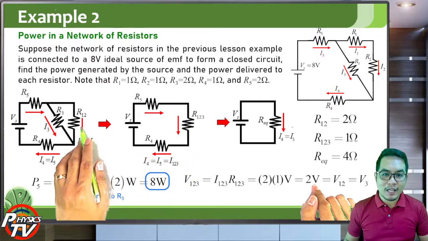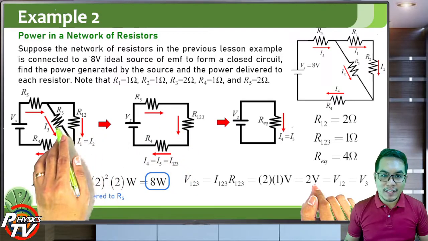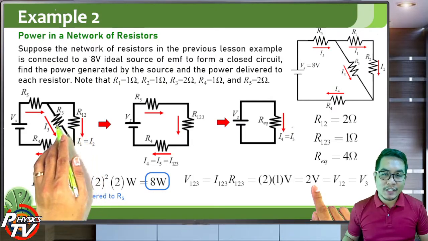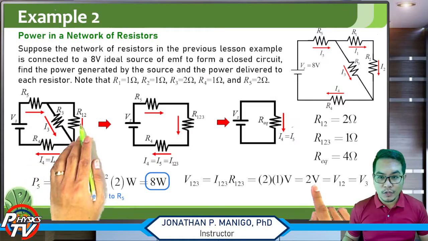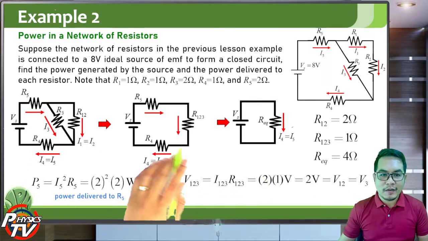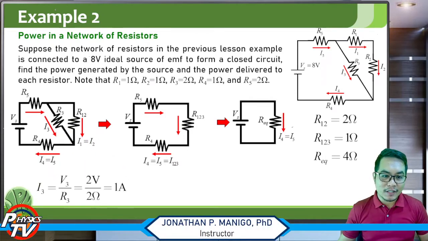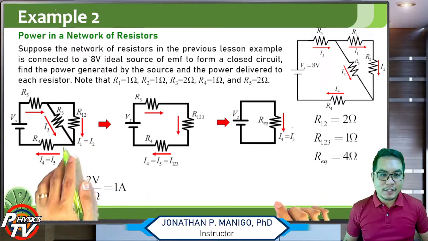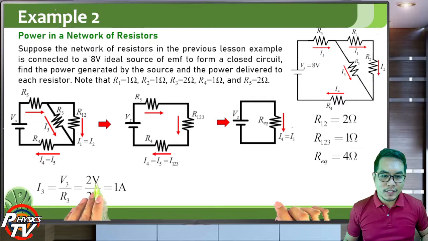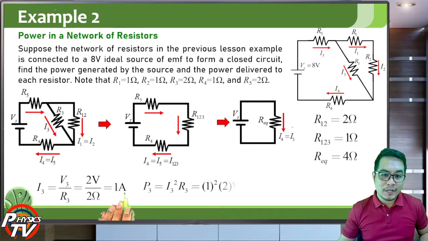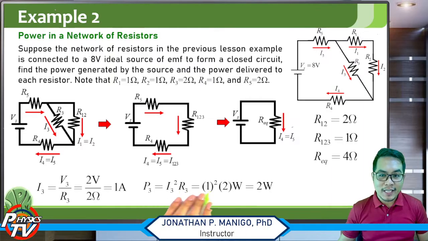Now, since this is composed of a parallel connection of R12 and R3, this means that the voltage of resistor R12 and resistor R3 is also 2 volts, because parallel connection is same voltage. So we now know the voltage of this one, and we can solve for the power delivered in R3. Since the voltage of resistor 3 is 2 volts and the resistance of resistor 3 is 2 ohms, the current flowing through R3 is 1 ampere. And we can now solve for the power delivered to R3. It's 2 watts.